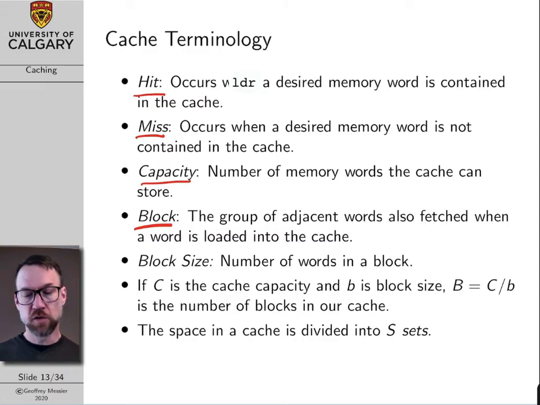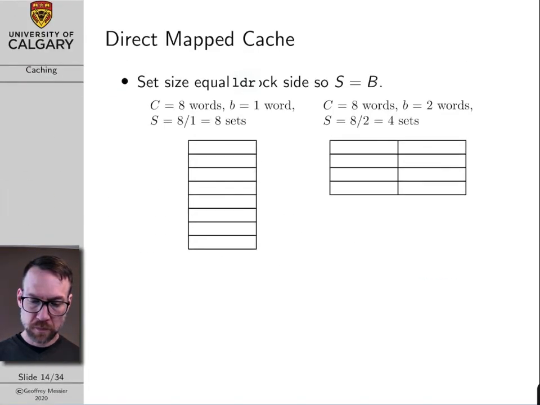The size of the block is just the number of words in the block, as you would imagine. A few variables here: if C is the cache capacity and little b is the block size, then the total number of blocks in the cache, of course, is just C divided by b. And one last little bit of terminology, we also refer to cache sets. We're basically going to take the whole cache and divide it into a bunch of pieces or sections, and each section is going to be referred to as a set. And this is how we are going to represent caches.